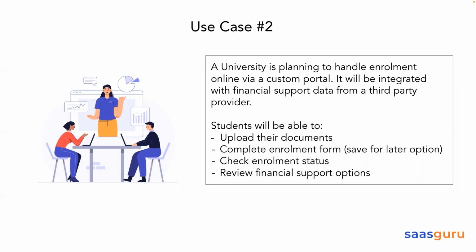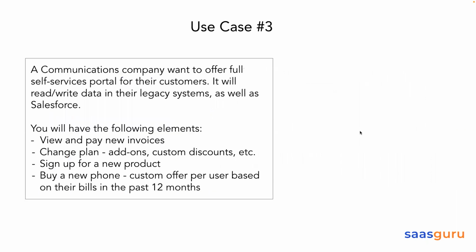Students will be able to upload their documents, complete the enrollment form with a save for later option. You can see this would be an OmniScript. Check the enrollment status. That can easily be a small visual element with different icons, conditionally showing based on their status, and review financial support options that are recommended based on their personal information. Okay, so this is very powerful. You can see these use cases show you things that you can do.